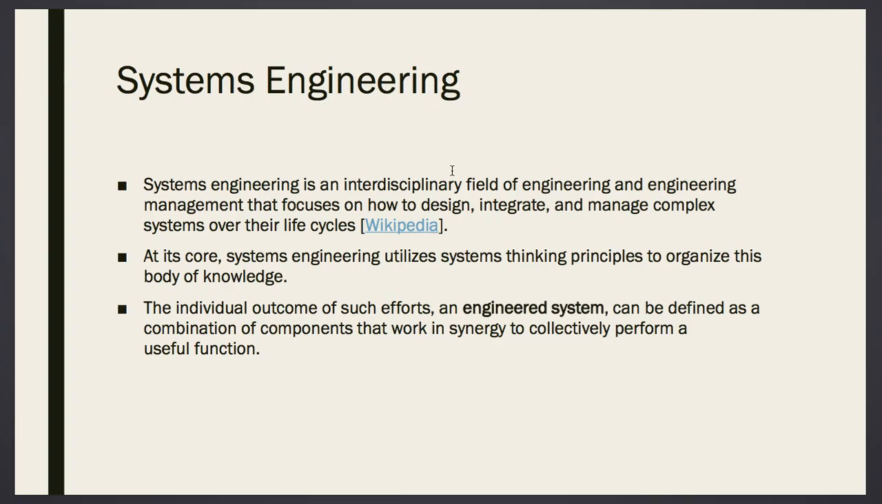The individual outcome of such efforts is the engineered system. When you finish your systems engineering effort, you have the systems engineering design of a system. It's a combination of components that work in a collective manner, in synergy, to perform a user function, which in our case is to implement deep learning systems in embedded environments. And this will require a level of systems engineering, guys.